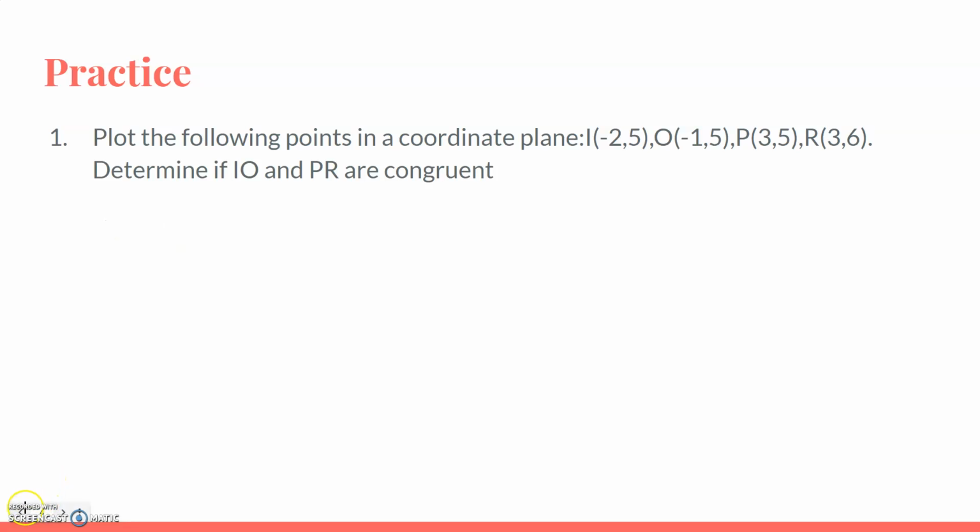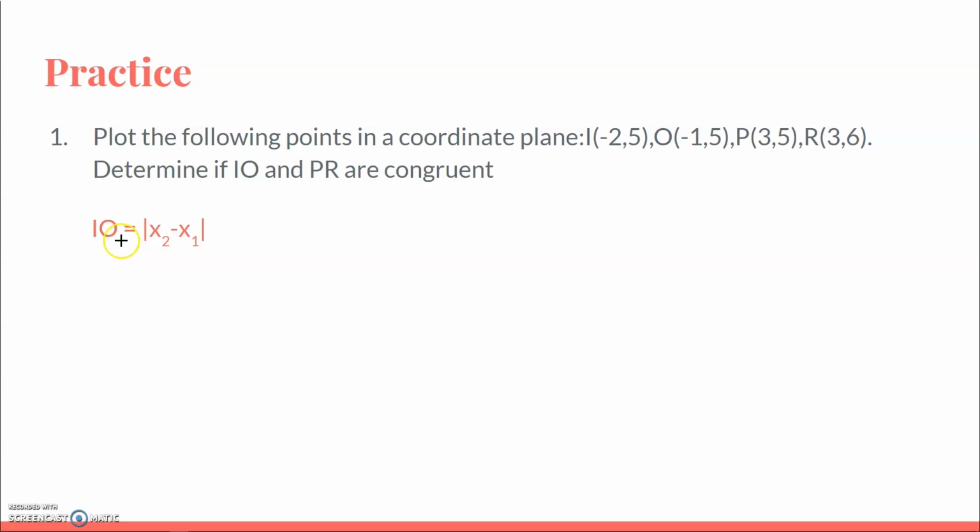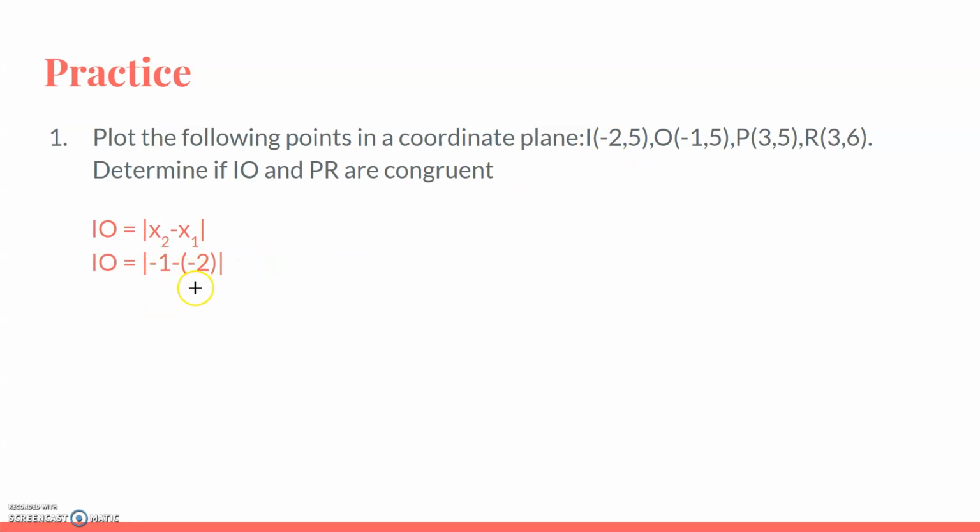Alright, now that you're back, first off, IO is equal to the absolute value of x2 minus x1. Here, the y coordinate does not change. For both of these points, the 5 is constant, but the x coordinate does change, which means that this is a horizontal shift and not a vertical shift. Since it's a horizontal shift, we're going to use the absolute value of x2 minus x1. So x2 here is -1 and x1 is -2. So -1 minus -2 gives us -1 plus 2, which gives us the absolute value of 1. So IO is equal to 1.